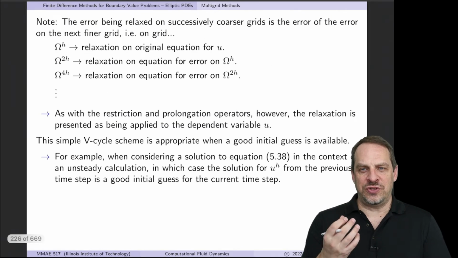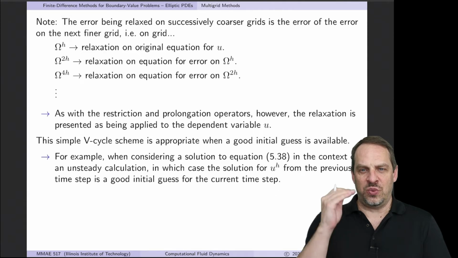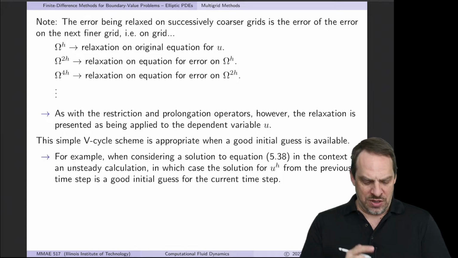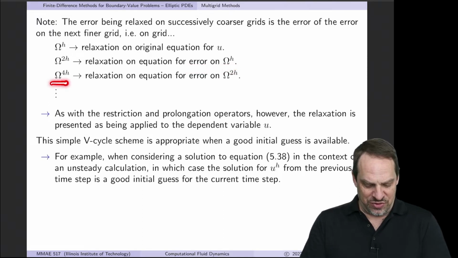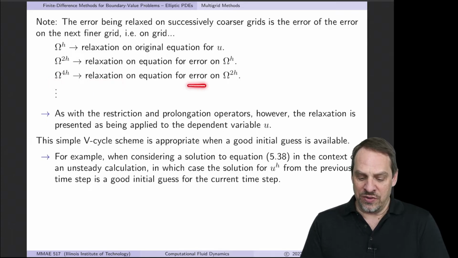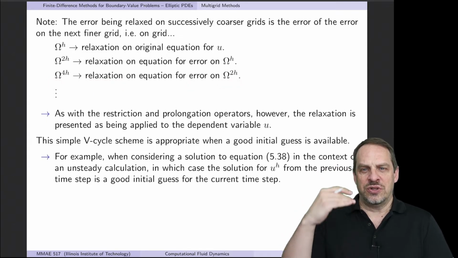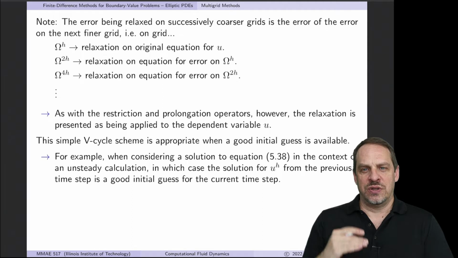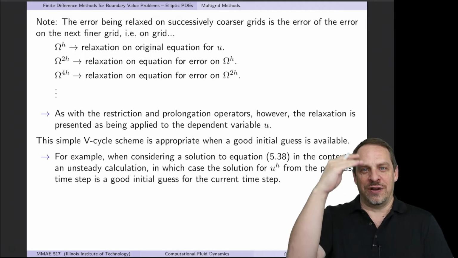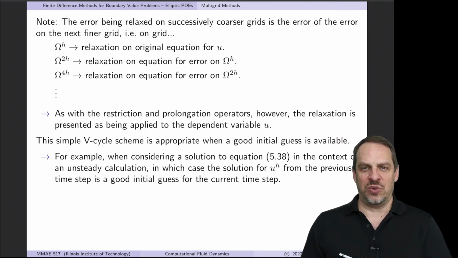Now, if you're listening closely to my description of the V-cycle, you notice that what we're operating on at each level in the grid is not the same thing. On the finest grid, we're actually relaxing on the original equation for U. On the next coarser grid, we are relaxing on the error from that finer grid. And then from the next coarser grid, we're relaxing on the error from that previous grid. So as we get coarser in the grids, it's the error of the error of the error of the original U that we're actually operating on.